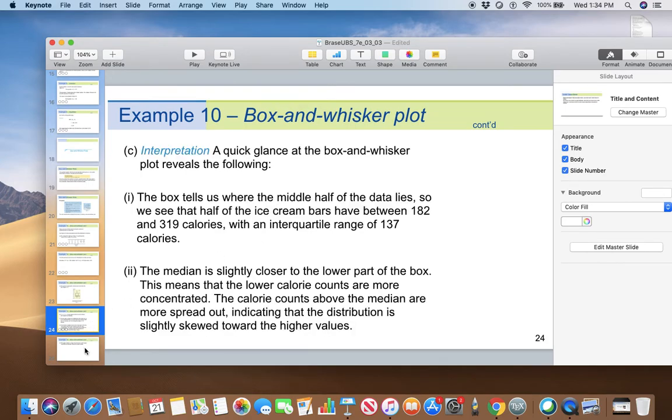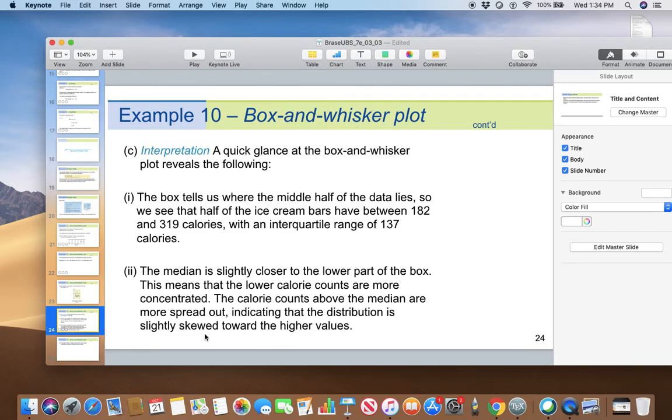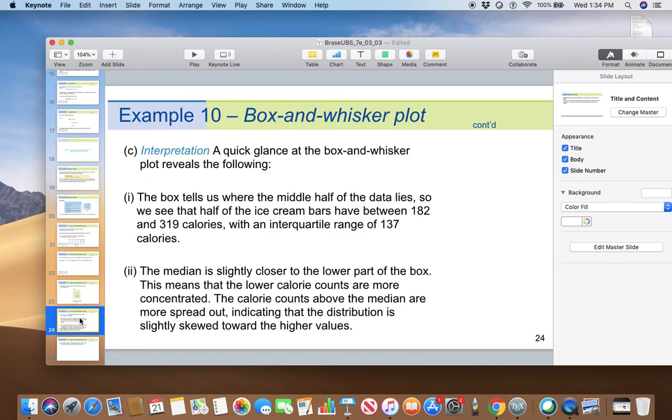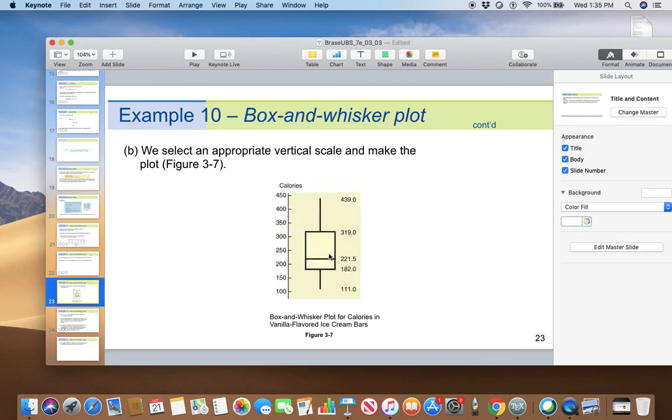Okay. Now, I hope that's clear. Skewed means what? If you have more data here, the tail will go over there. So that's why it's skewed right. That's all you can say. And the last bit says the upper whisker is longer than the lower, which again emphasizes skewness towards the higher values. So you see that would be the tail because it is longer. So it is skewed to the right.